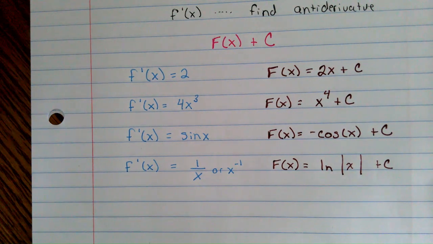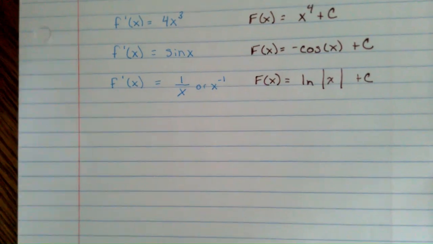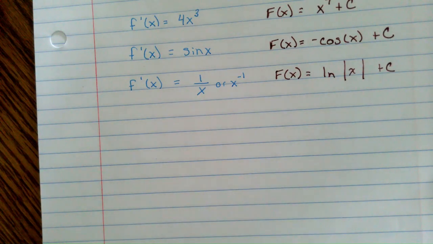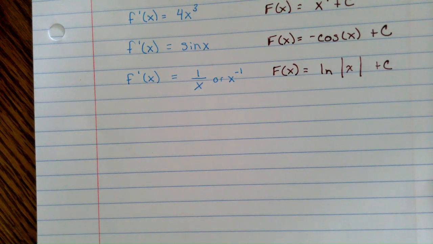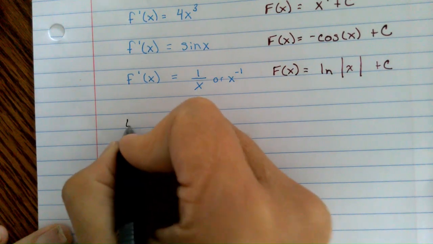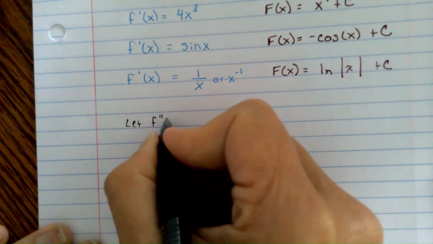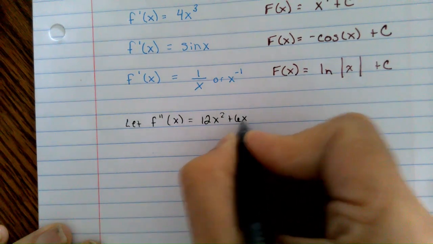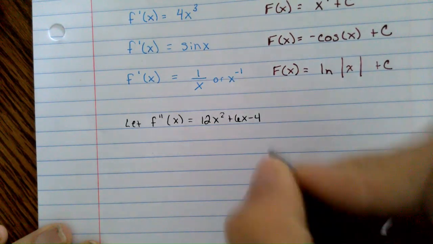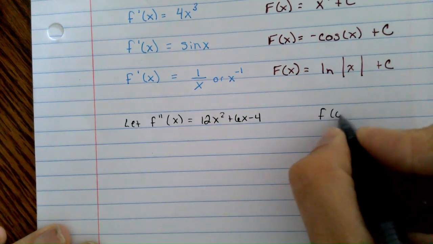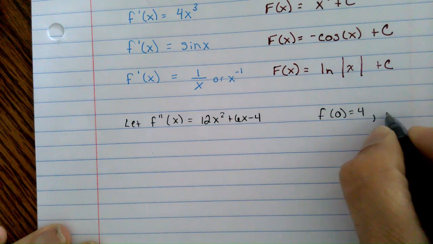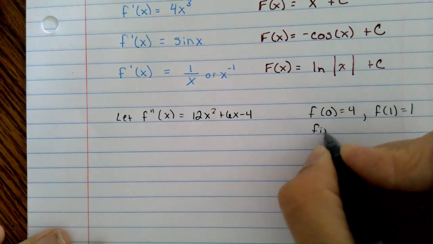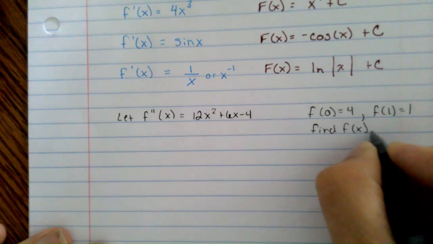So I'm not really wanting to get into any big rules here. I'm just kind of wanting to introduce what the idea is. Now, what if they tell you lots of things? Let F double prime of x equal 12x squared plus 6x minus 4, and F of 0 equals 4, and F of 1 equals 1. Find F of x.